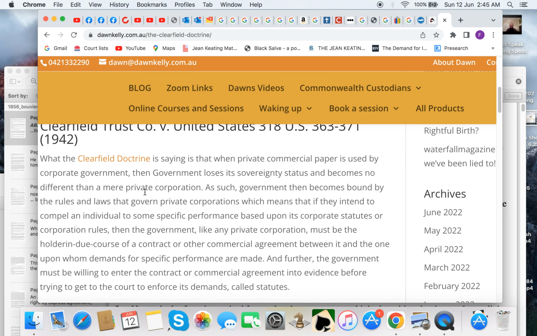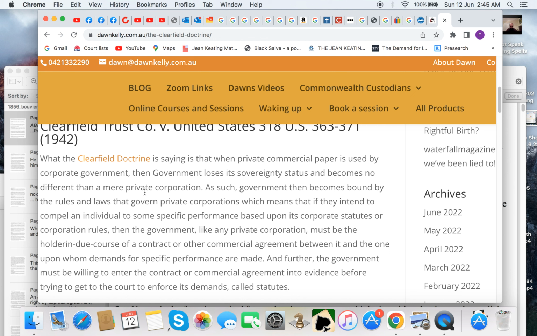What the Clearfield Doctrine says is that when that private commercial paper is used, governments lose their sovereignty status and become no different than a mere private corporation. As such, governments then become bound by the rules and laws that govern private corporations, which means if they intend to compel an individual to some specific performance based on its corporate statutes or corporate rules, then governments, like any private corporation, must be the holder in due course of a contract.